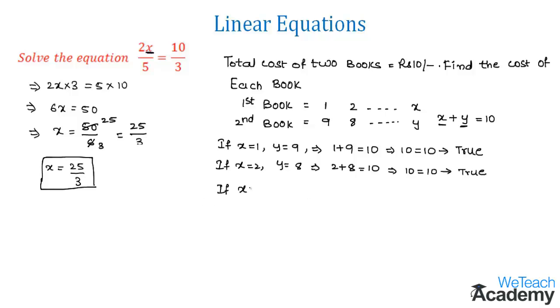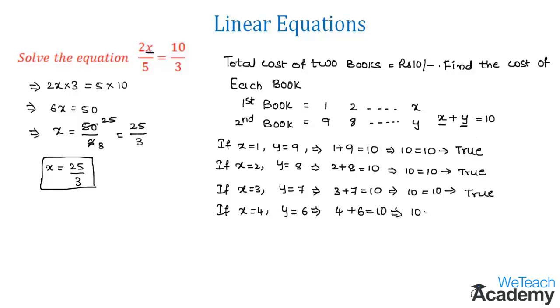And if we consider the x value as 3 and y value as 7, then we get the equation as 3 plus 7 is equal to 10. That implies we get 10 is equal to 10. So by this we can say that it is a true statement. And now let us consider the x value as 4 and y value as 6. So by substituting the values in the equation we get 4 plus 6 is equal to 10. That implies we get 10 is equal to 10. So we can say that it is a true statement. And similarly we can substitute different values for x and y, which satisfy the equation and become a true statement.